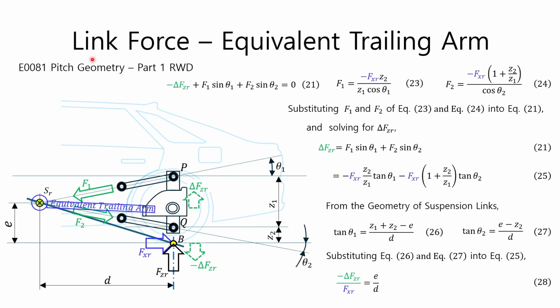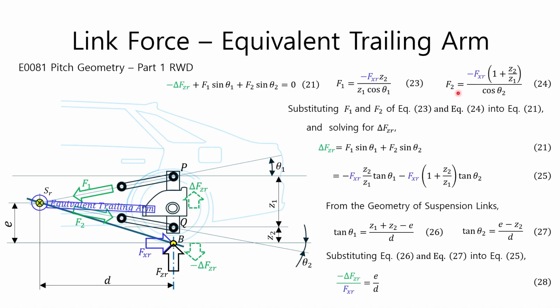Let us continue to examine the concept of the equivalent trailing arm. As explained in the previous video, E0081, Pitch Geometry Part 1, Rear Solid Axle, all suspension links, including wishbone suspension links, can be replaced with an equivalent trailing arm using a virtual reaction point at any given moment during pitch motion. For rear wheel braking as well, the rear suspension links can be replaced with an equivalent trailing arm using a virtual reaction point.